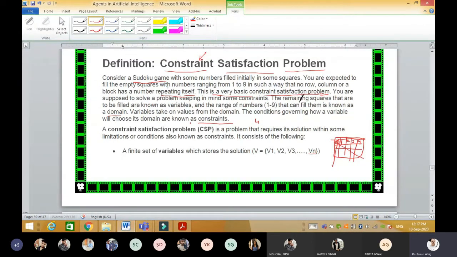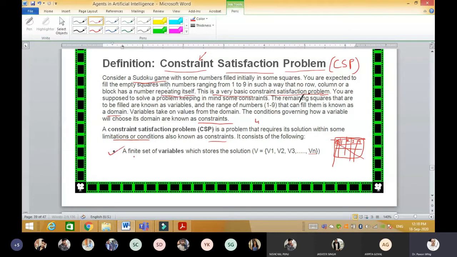There are basically three basic things for a constraint satisfaction problem, and it is most commonly termed as CSP, constraint satisfaction problem. Maybe in the exam they will ask you, what is a CSP problem? So a constraint satisfaction problem is a problem that requires its solution within some limitation or condition, also known as constraint. Means there are certain constraints you must obey while designing your task. So it consists of the following.